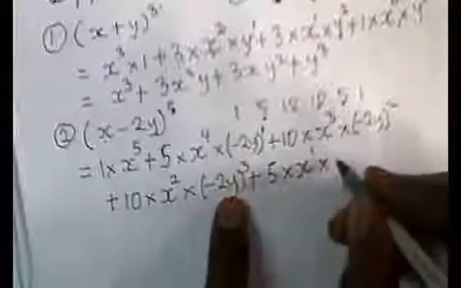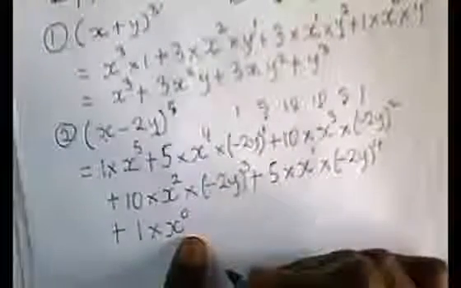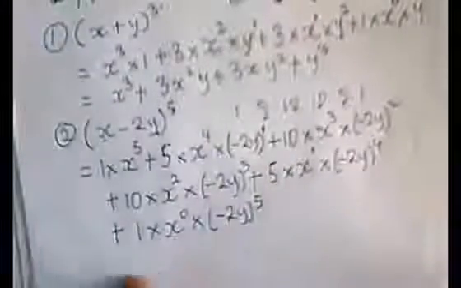Then our minus 2y will increase further to what? To 4. Then finally we are going to have plus we take the coefficient 1, then multiply it by x, which is power raised to power 0. Then we have times our minus 2y will now be raised to 5. So there you have it.